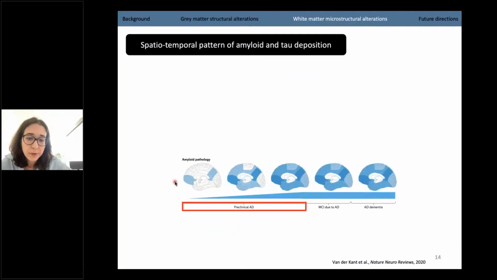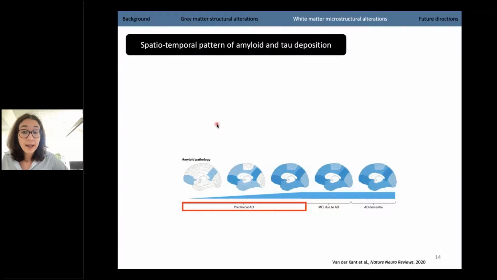So let's start with amyloid. In this cartoon you see where this protein starts to accumulate, and already in the preclinical stage of the disease, we see this widespread pattern of amyloid, with some key regions being in the frontal, parietal region, and then extending to the temporal lobe. And this is very similar to those default mode network regions, if you're familiar with functional imaging.